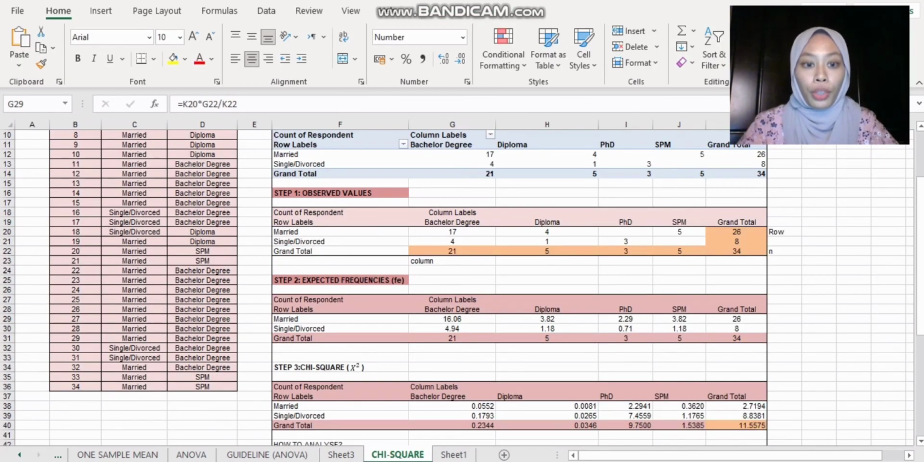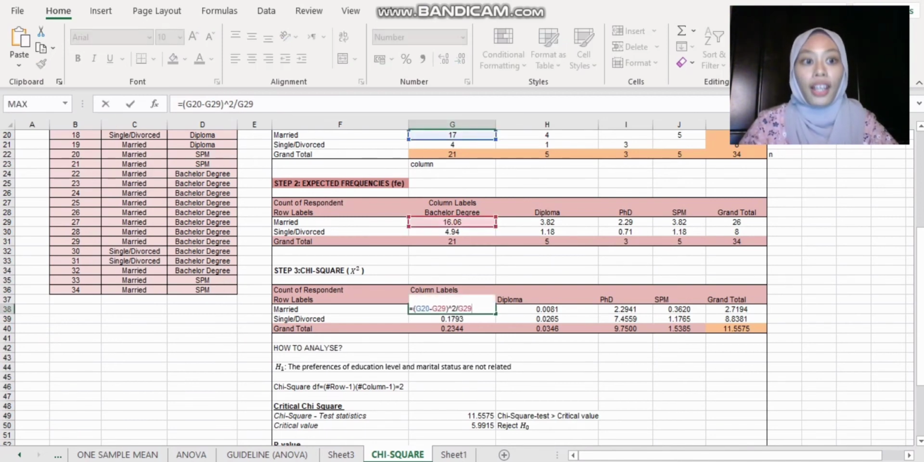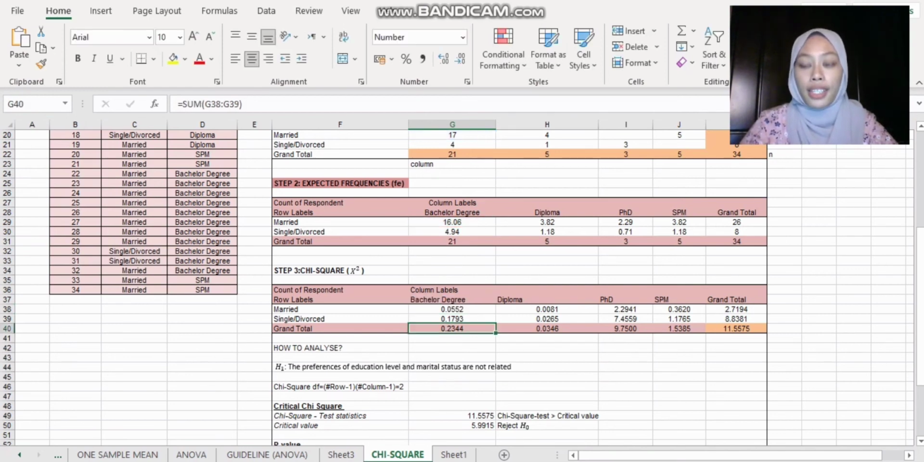After we do the pivot table, we move to step 2, which is the expected frequency using this formula, which is total rows times grand total columns divided by the grand total. We move to step 3, which is to calculate the chi-square using the formula: open bracket, observed value minus expected value, close bracket, squared, and then divided by the expected frequency, and you get this answer.